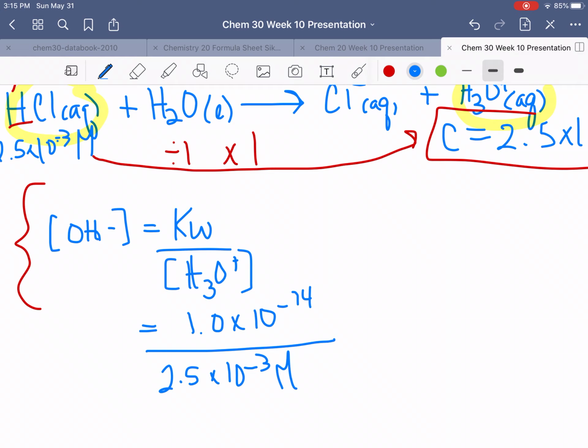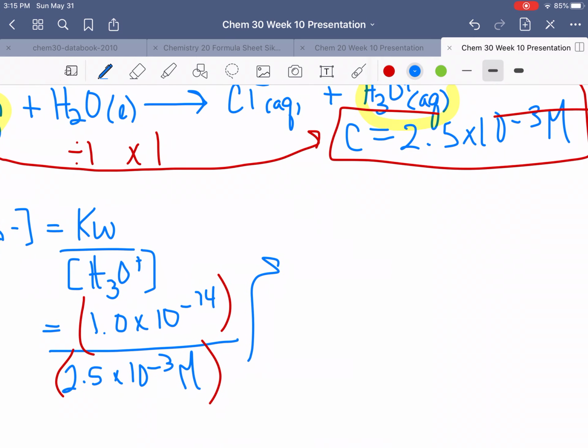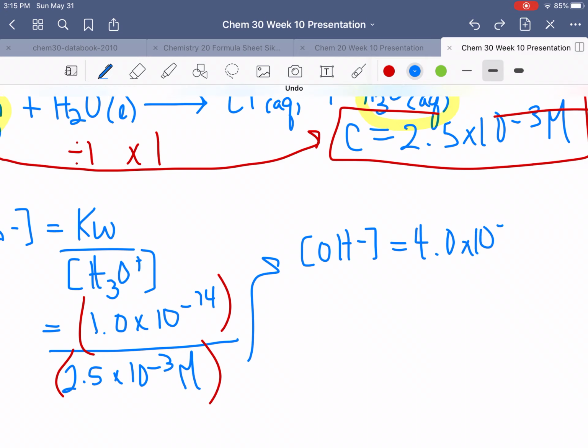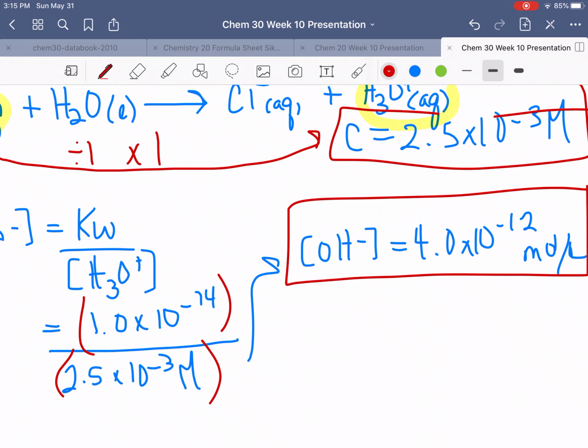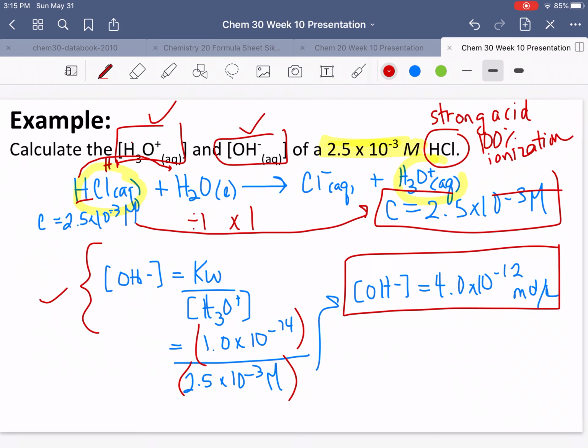Number crunch in your calculator. Be careful, guys. I usually, when I do these, I'll put brackets around these just to make sure my calculator is not trying to mess up how your numbers go. Okay, be smart about it. In the end, we get, and we need to keep our 2 sig digs, hydroxide concentration is equal to 4.0 times 10 to the negative 12 moles per liter. And there you have it. Done and done. We've just utilized the autoionization constant for water.